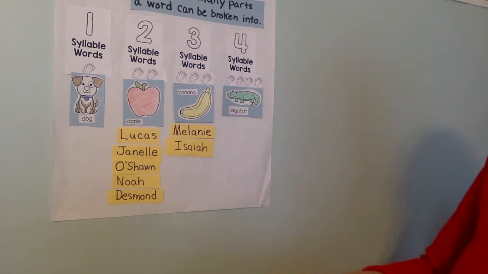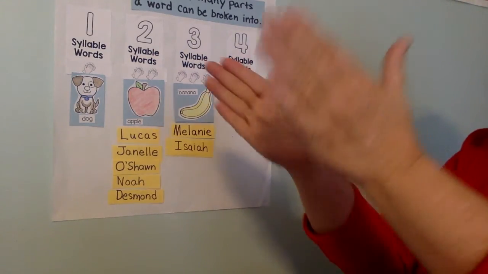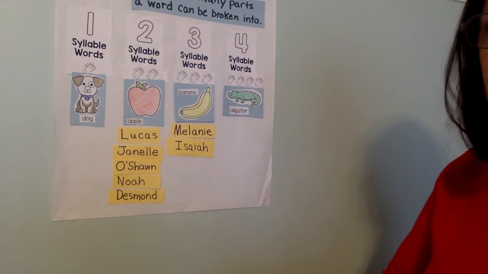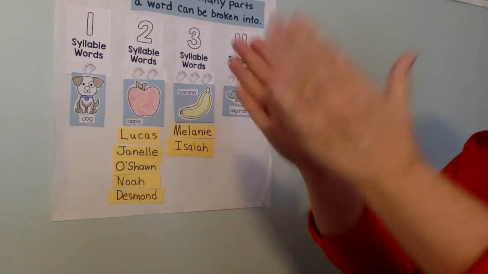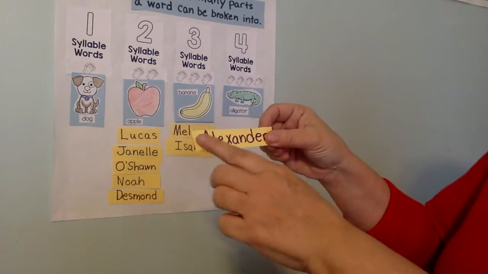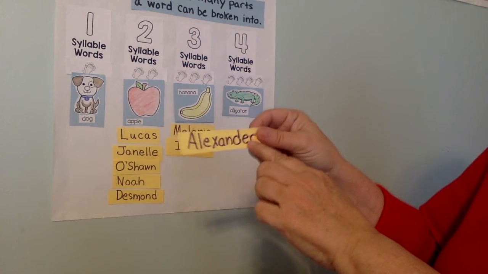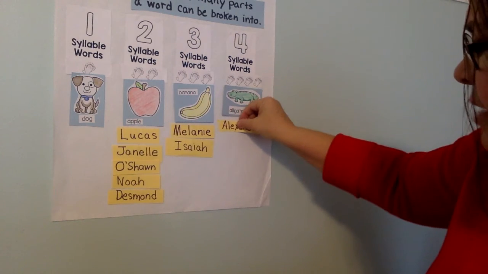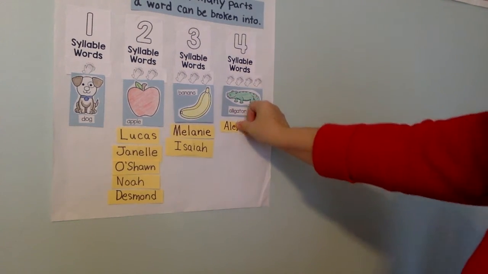Alexander. Ooh. Let me do that one again. Alexander. Four. Wow. That one's a four-syllable name.